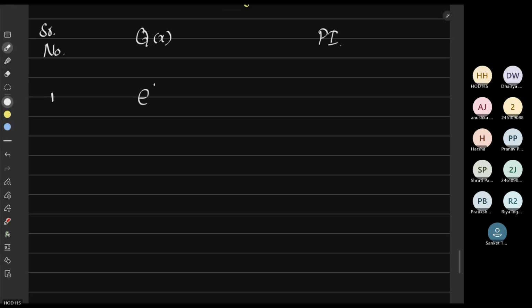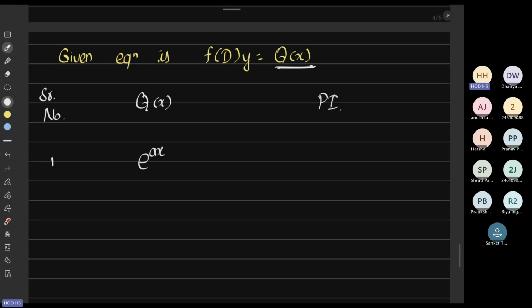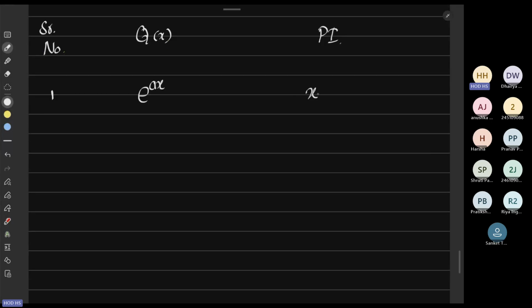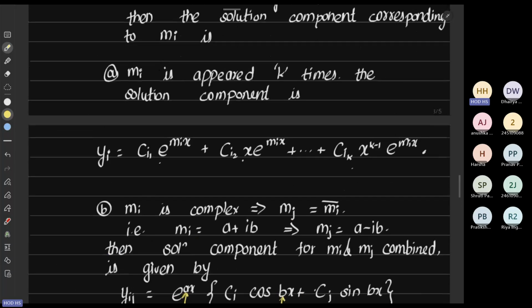Consider first the right hand side, so this Q of x is e to the power ax. In that case, my particular integral will be x to the power k into 1 upon f of D replaced by a, times e to the power ax, where this k represents the multiplicity, or how many times a is repeated as a root. So the multiplicity of a in f of m is equal to 0. Notice that f of m is equal to 0 is our same auxiliary equation.